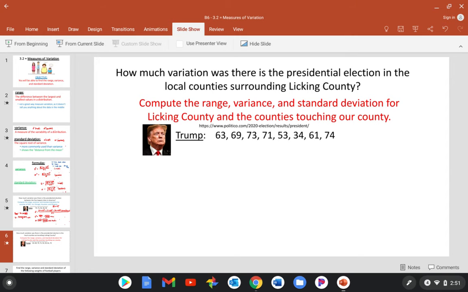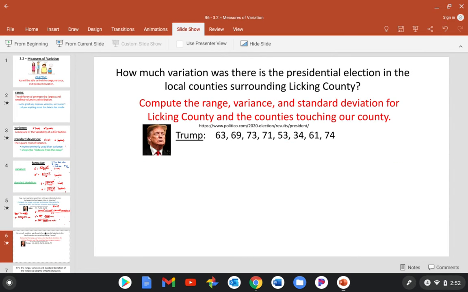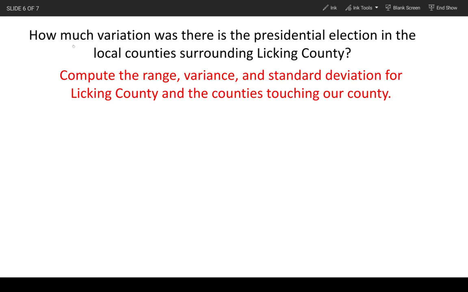Now you might expect it to be a little bit higher probably before we even start because there is this 73 here, right? We've got up into the 70s. And then since we're including Franklin County, that only went 34% Trump. So that will give us probably a lot more variability than Biden did when we looked at the major cities. We had some in the 70s, but the lowest we went down to was 50. So you would expect probably a higher standard deviation in this because it's going to be more variability. So let's go ahead and do that calculation.